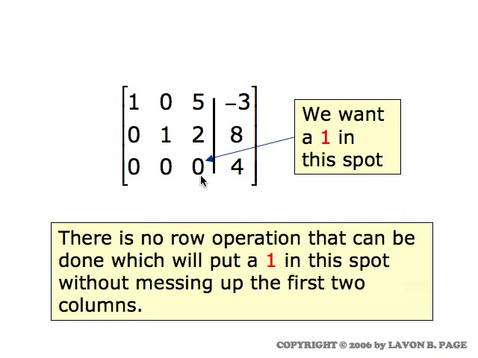And if we do a row operation that combines row 3 with one of these other rows, it's going to mess up the work we've already done on the first two columns. So we're sort of stuck because there's not an operation we can perform that will put a 1 in this spot without messing up what we've already done to get the first two columns looking like this. So what's going on here?